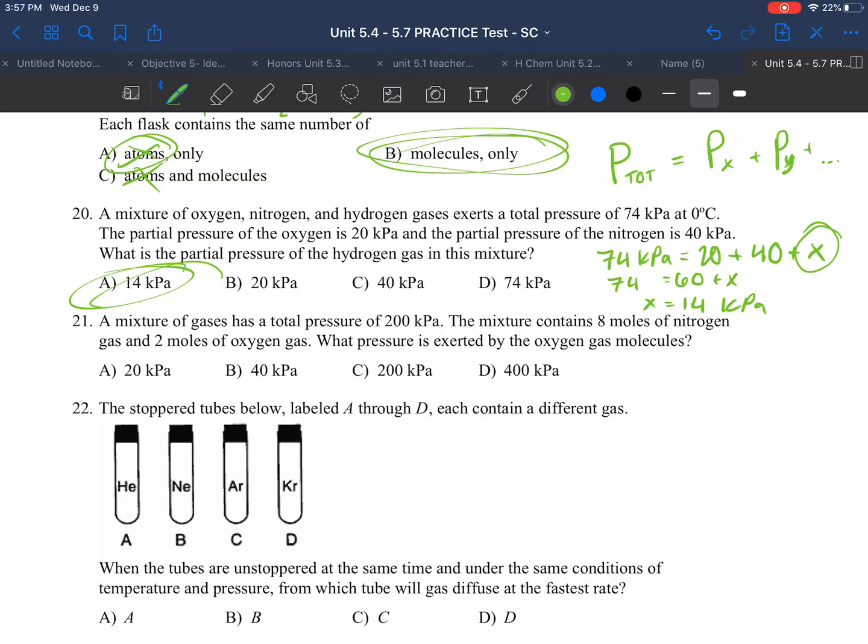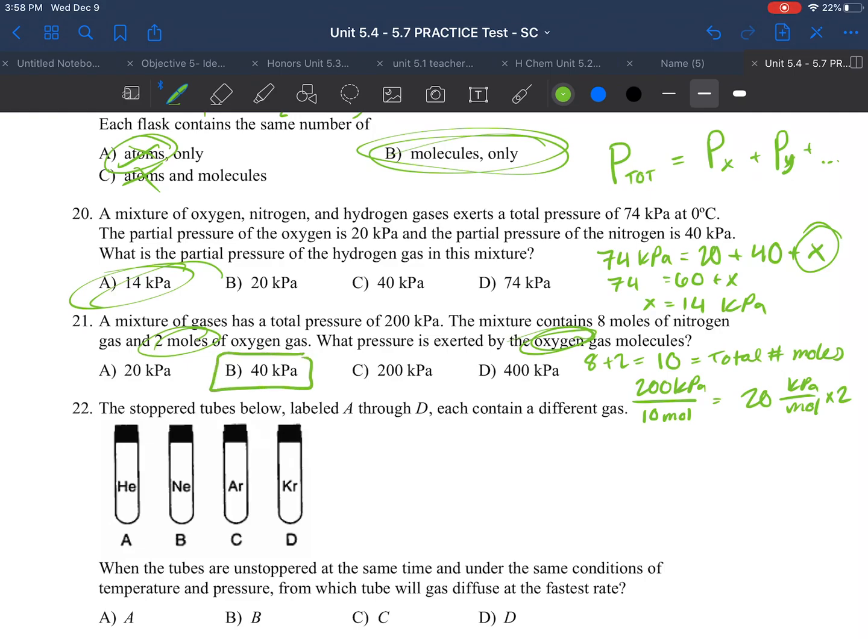Number 21. So here, it's saying a mixture of gas has a total pressure of 200 kPa. And now when it starts talking about moles, it's giving us the total moles in its parts. So if we have a mixture of nitrogen and oxygen, we have 8 moles from nitrogen and 2 moles from oxygen. So our total number of moles is 10. And so when you have to figure out the contribution from each, how much pressure would there be from each mole? So we would take our 200 kPa divided by our 10 moles. That is equal to 20 kPa per mole. And specifically, it's asking about oxygen. Well, oxygen has 2 moles, so you just multiply this by 2, and that gives you 40 kPa as your answer.